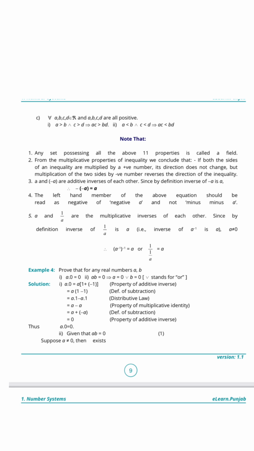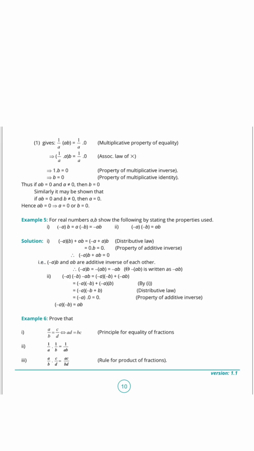It gives 1 over a into bracket ab is equal to 1 over a dot 0, if we assume that ab is equal to 0, by the multiplicative property of equality. And then you just have to multiply 1 over a dot a, separating b, and the right hand side is 1 over a dot 0, by the associative law of multiplication. Then 1 dot b, where a on the left hand side will be cancelled out with 1 over a, and it will give you 1 dot b is equal to 0, so b is equal to 0. Thus if ab is equal to 0 and a is not equal to 0, then b is also equal to 0, which has been proven.